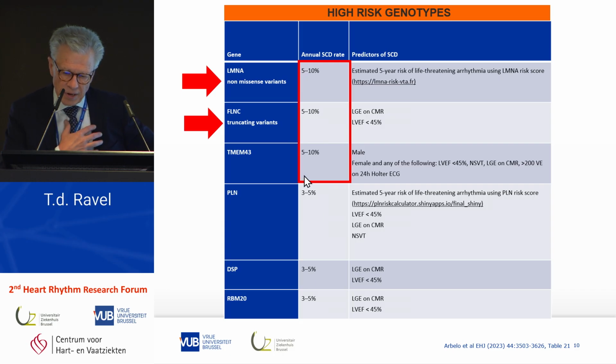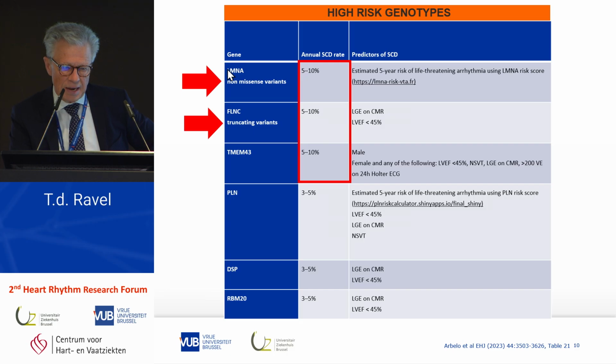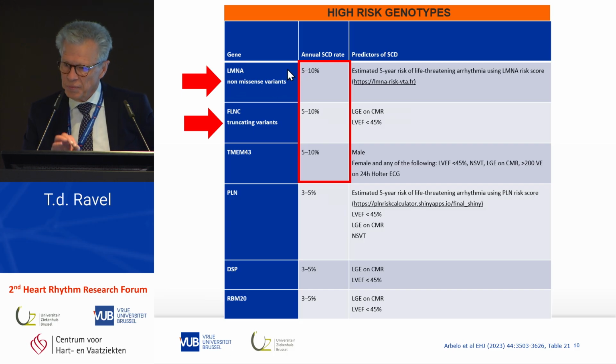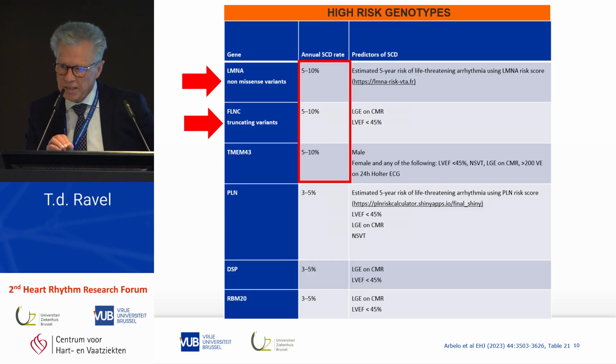And if we look at which are the genes that come out here, these are one of the nuclear genes, the lamin A, and it's certain variants, and it's a non-missense variant, that I'm going to discuss with you, because if you have a missense variation in that gene, it does not put you in a high-risk category. You need to have everything except the missense.